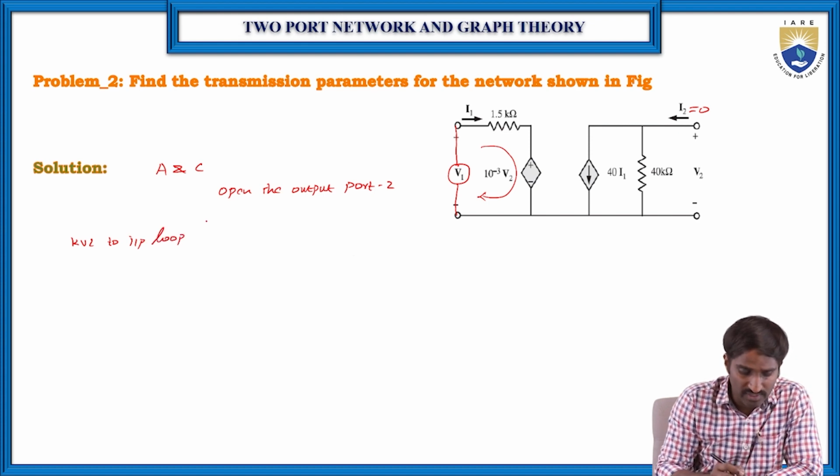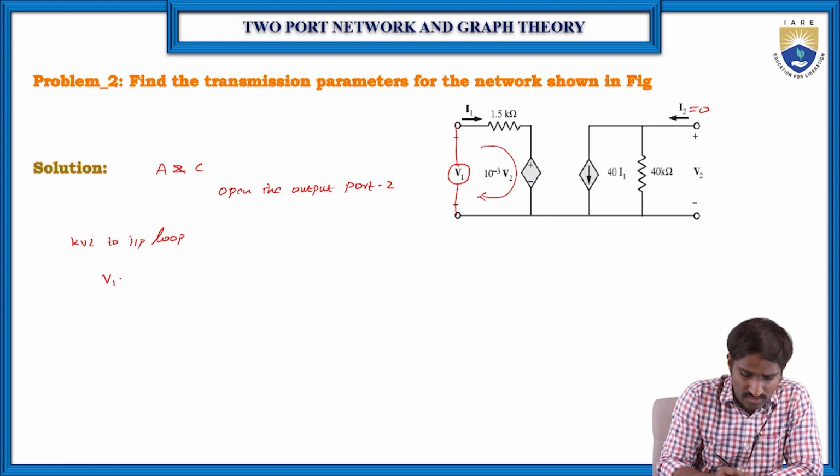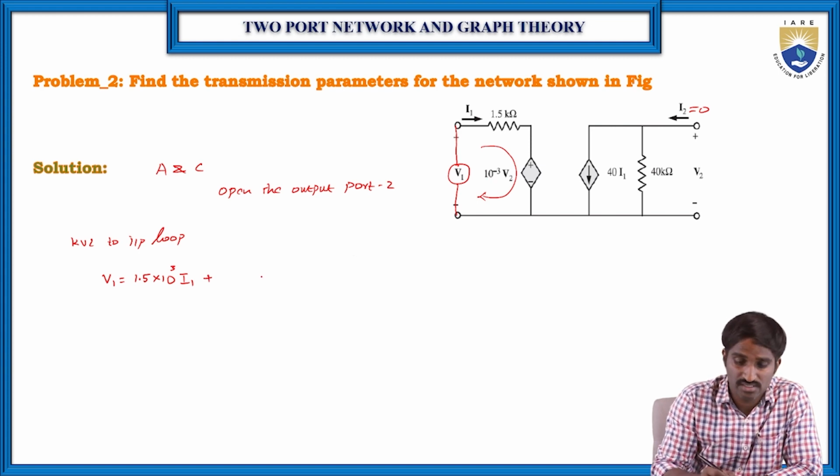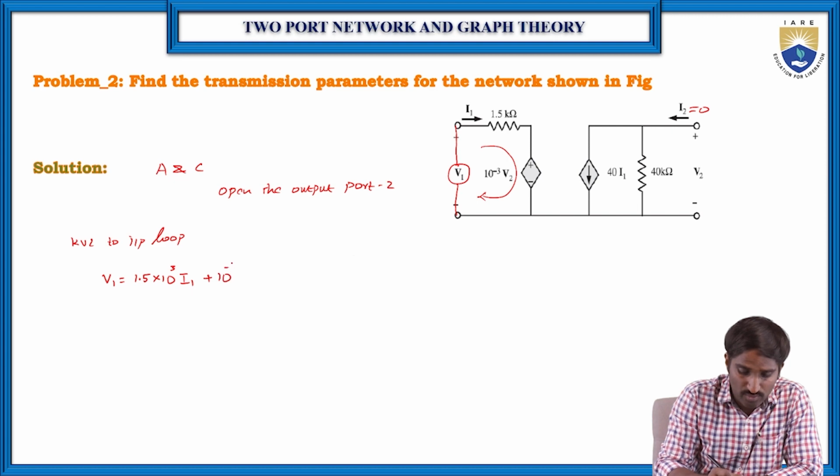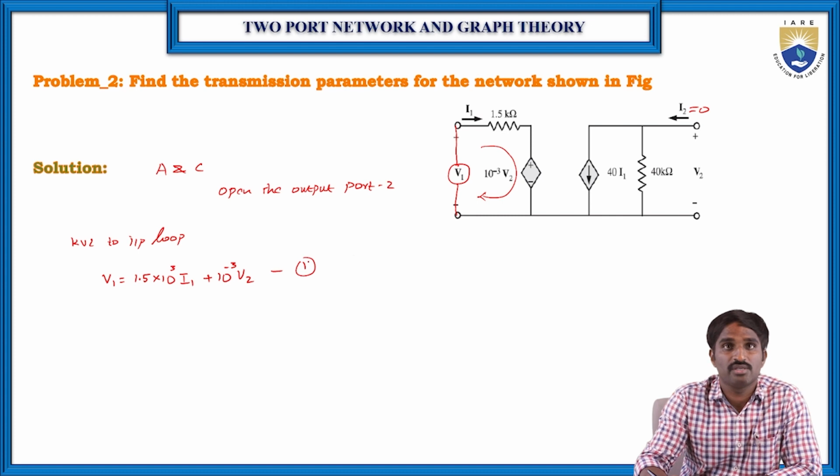So if you apply the KVL to the input loop, V1 is equal to 1.5 kilo ohm, so 1.5 into 10 to the power of 3 into I1, because here the current flowing in the loop is I1, plus 10 to the power of minus 3 into V2. Already they have given the current. So 10 to the power of minus 3 into V2. Let us consider this as equation number 1.